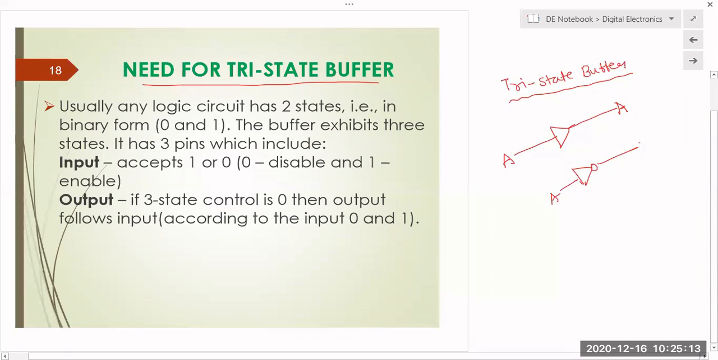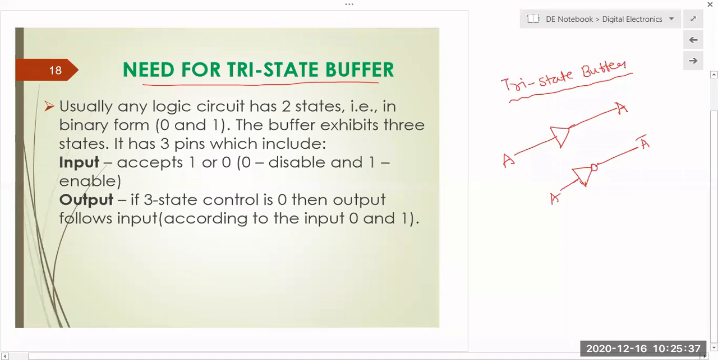This is your inverter, right? An inverter takes one input and performs the inversion operation, that is, 0 becomes 1 and 1 becomes 0. But a buffer is a circuit which gives the exact output. Whatever the input is, the same comes out as output. That is your buffer circuit. Okay, clear? So it's a tri-state buffer.